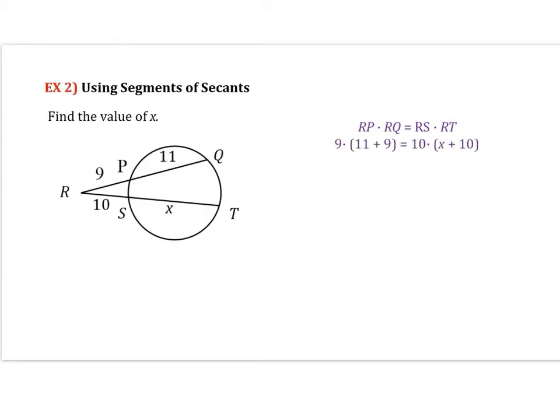So substitute all the information that you have for your labels. So 9 times 11 plus 9, because you're doing the full length of the secant, so you want to add the 11 plus the 9. And then for the other secant, you want the 10, which is your external, times the full, which would be 10 plus x. And then do all your arithmetic, combining like terms, distribution, resulting in x equaling 8.